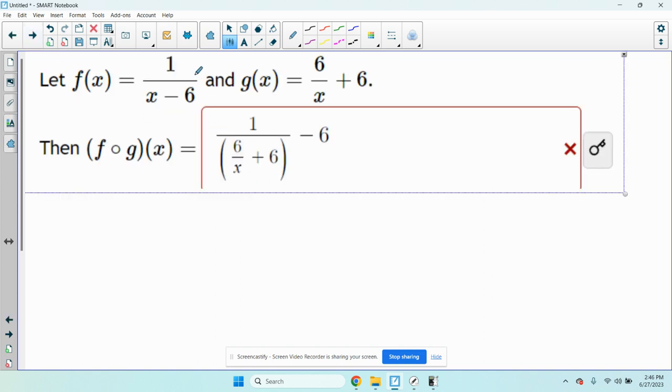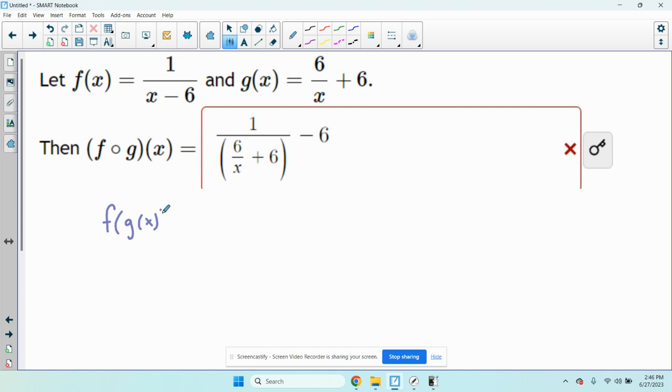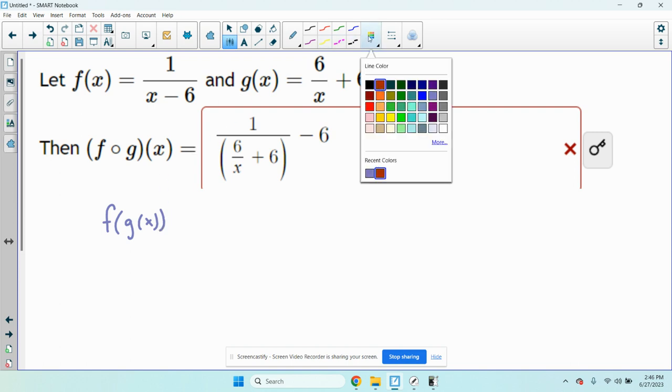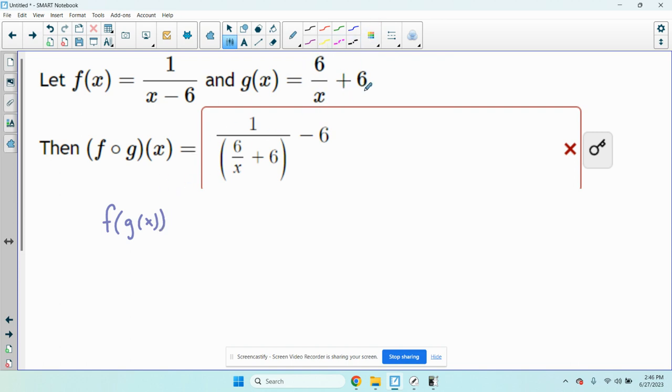Okay, same idea. Well, no, this is a composition problem now. So this is saying if f equals this thing and g equals this, find f composed with g. That's the same thing as f of g of x. So we're going to take g and replace it into x. So this is going to be 1 over 6 over x plus 6 minus 6, which is what you had.